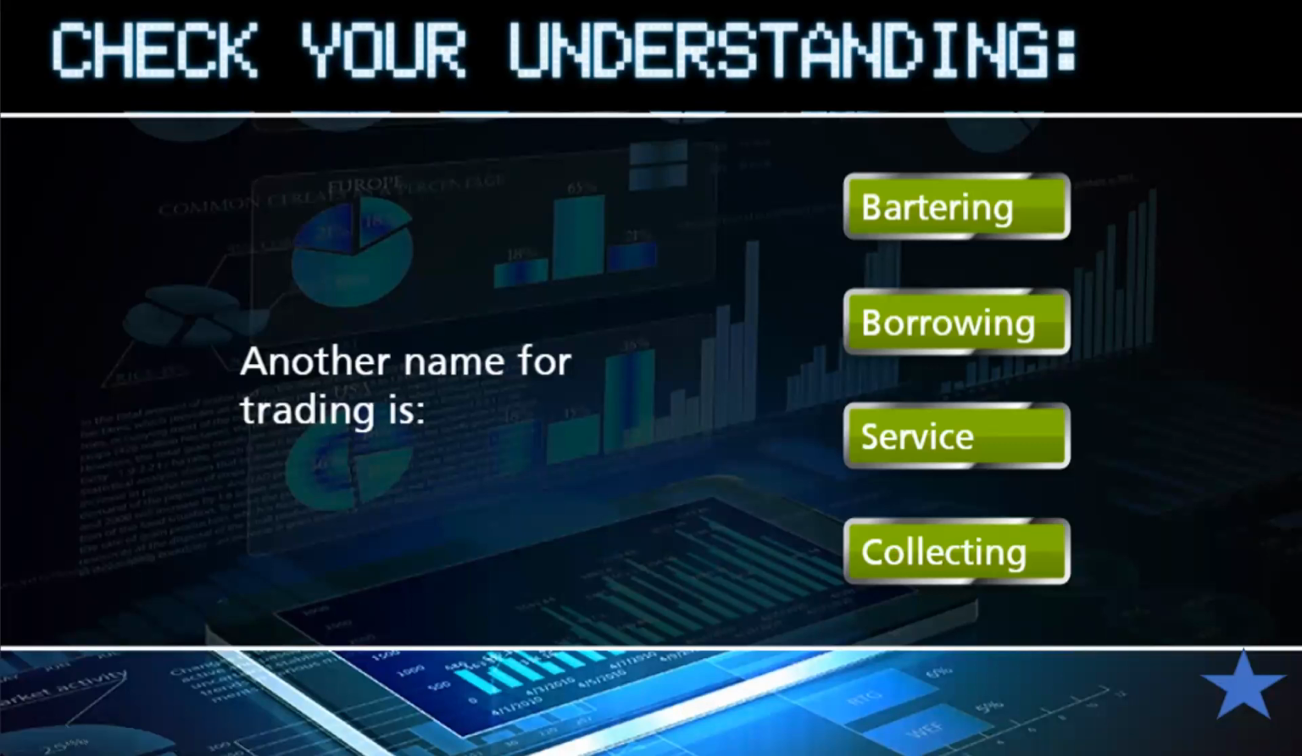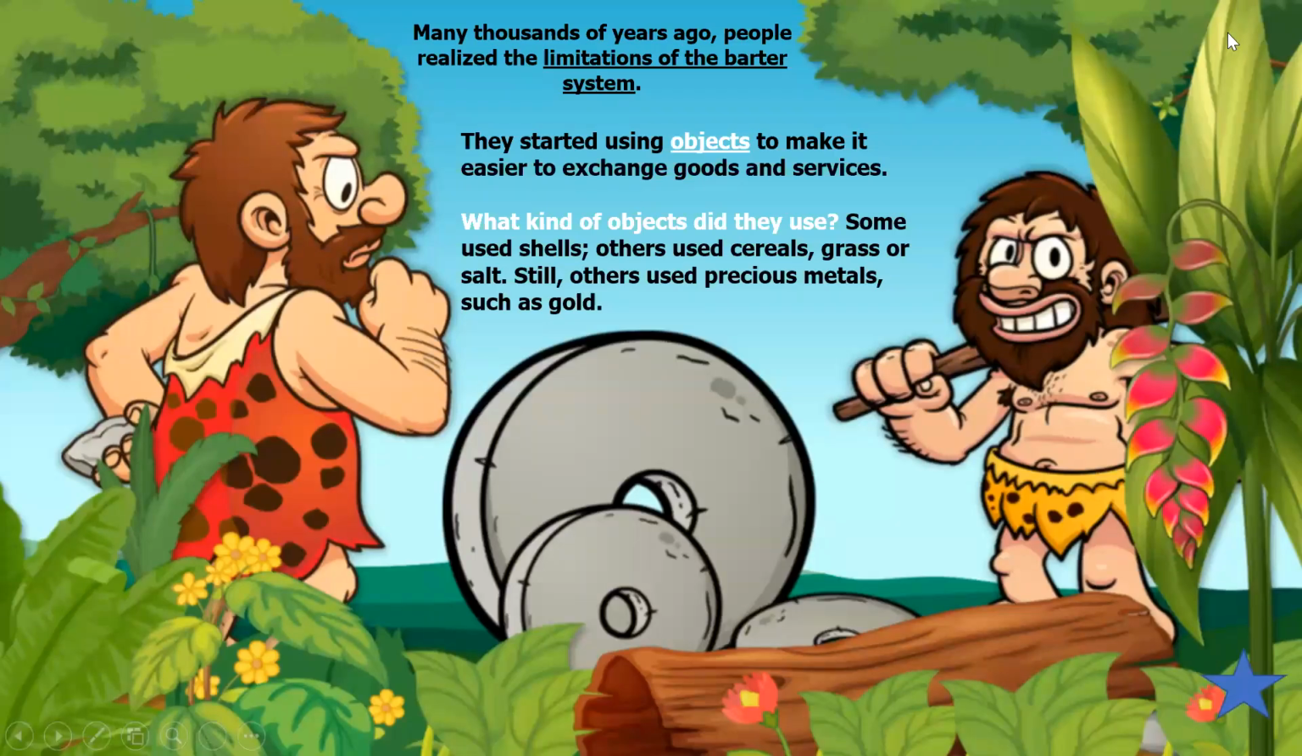So we have our first check your understanding question. What is another name or a synonym for trading? We have bartering, borrowing, service, and collecting. And the right answer in this list of options is bartering, because borrowing is just lending something to someone so that they can return it afterwards. Service is not related and collecting is not either. So bartering, remember, they're synonyms.